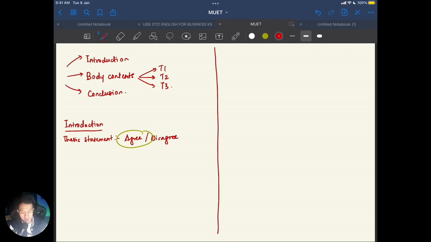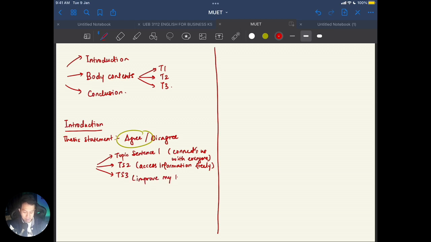So over here in the introduction, you briefly mention, no need to explain at length, topic sentence 1, topic sentence 2, and topic sentence 3. So let's say how has technology helped us. First, it connects us with everyone. Next, maybe I can say that I can access information freely. Lastly, I would like to mention maybe it has improved my lifestyle. Okay, this is for my introduction.